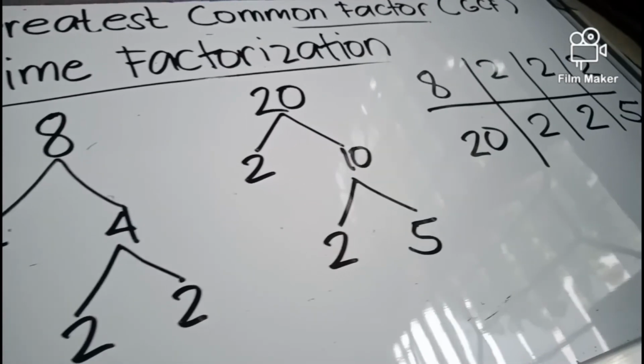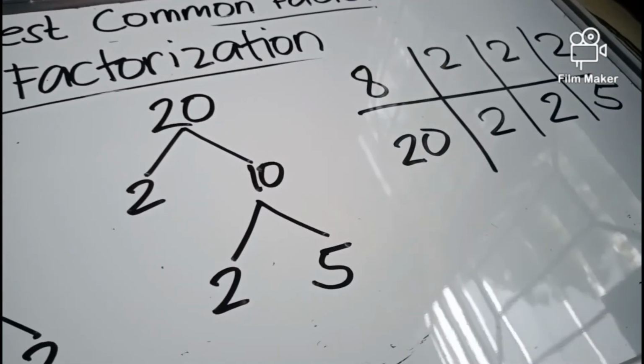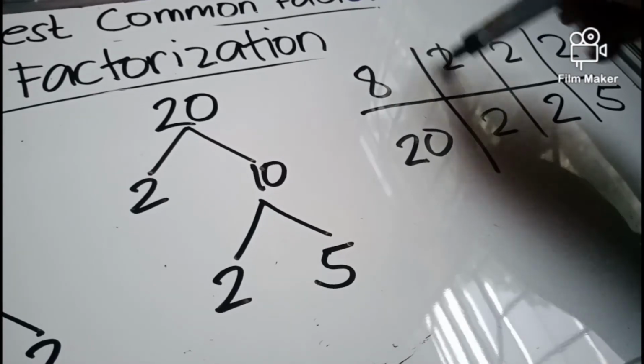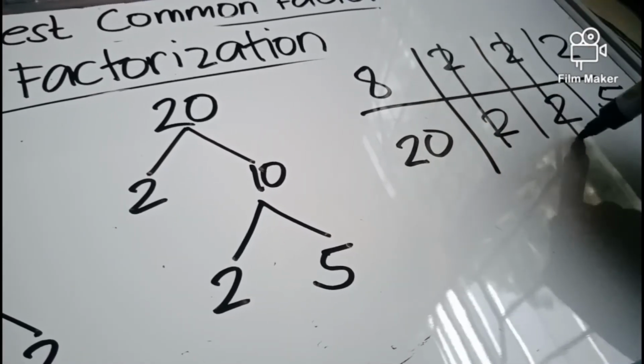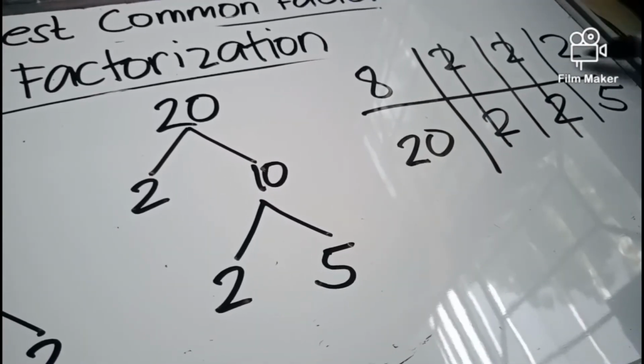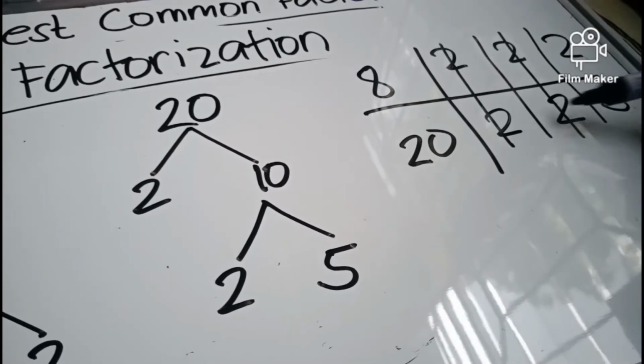Now, i-identify natin yung kanilang common factors. We have 2, common ito ha. Ibig sabihin ng common, pareho. Since 2 and 5 ay hindi na magkapareho, so ito lang dalawa.